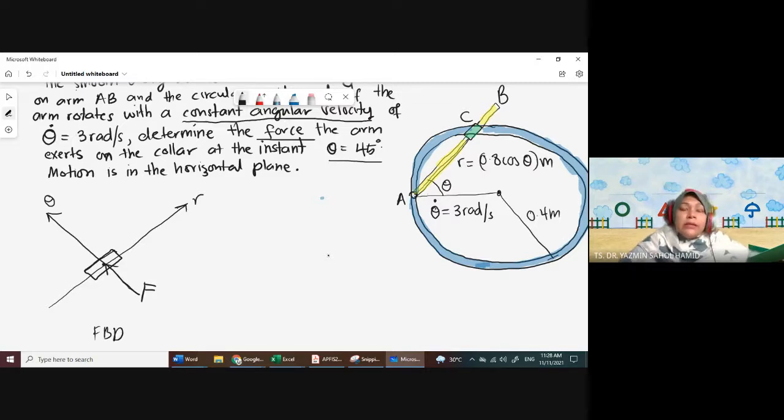Here there is no weight because it is already in the plane. So this one will be the normal force, N. And then there is a force F acting on the arm. If you notice, the force F is perpendicular to the arm AB, which is in the direction of theta.